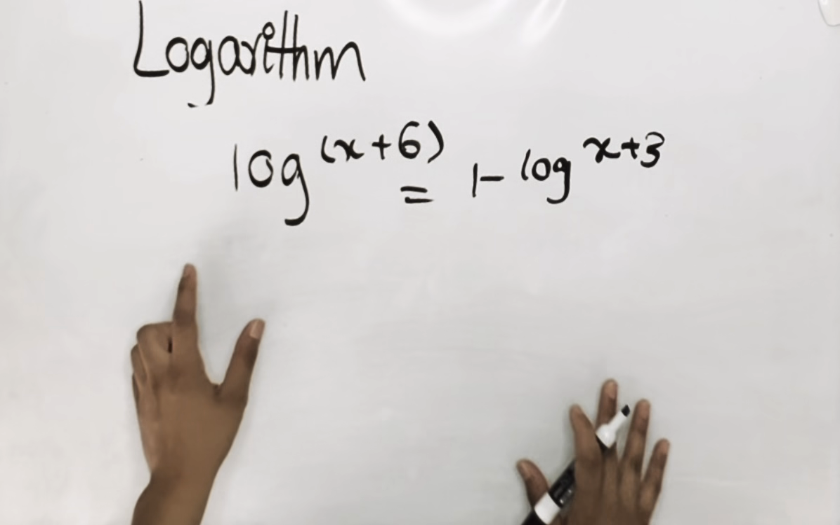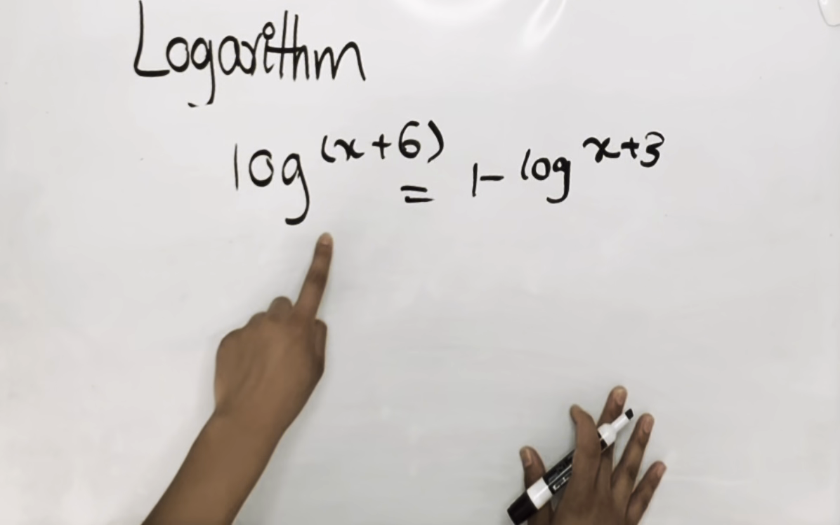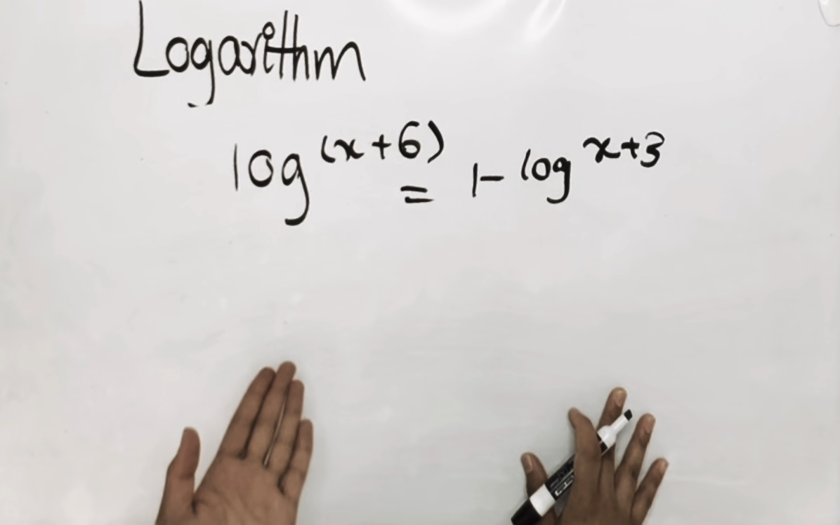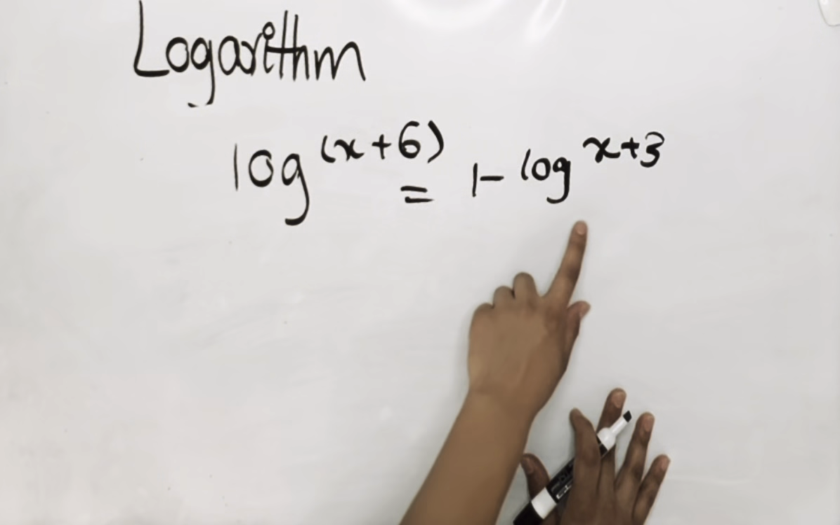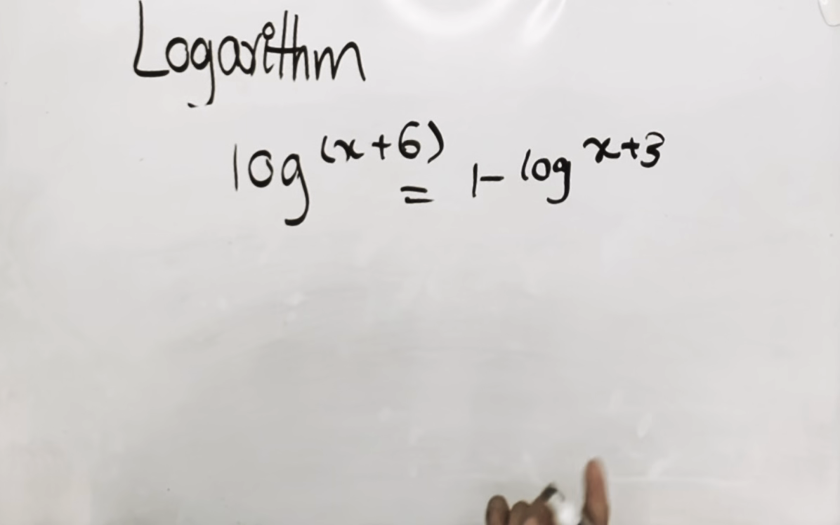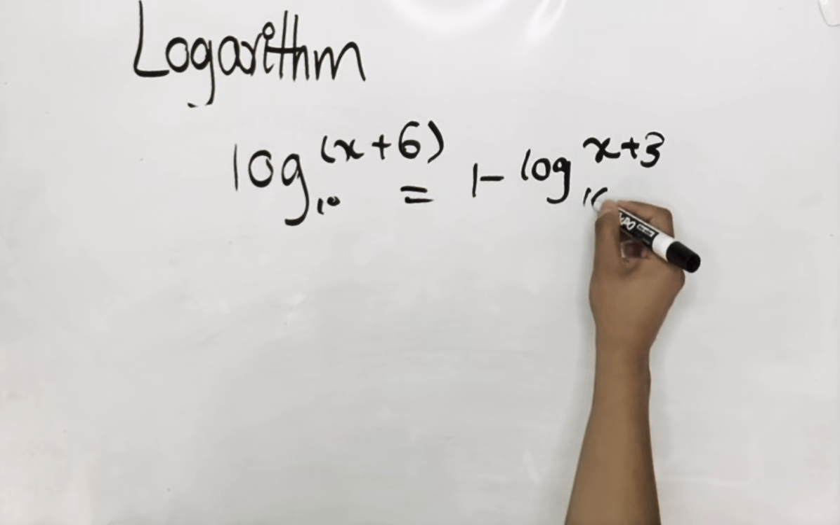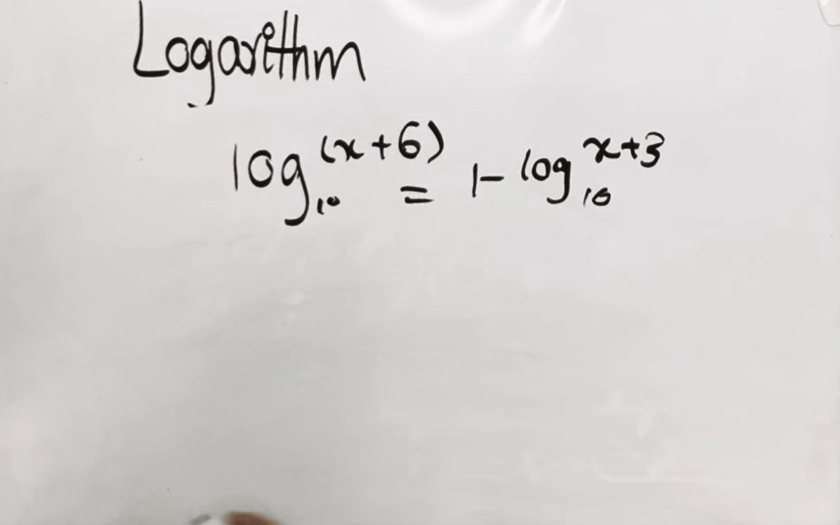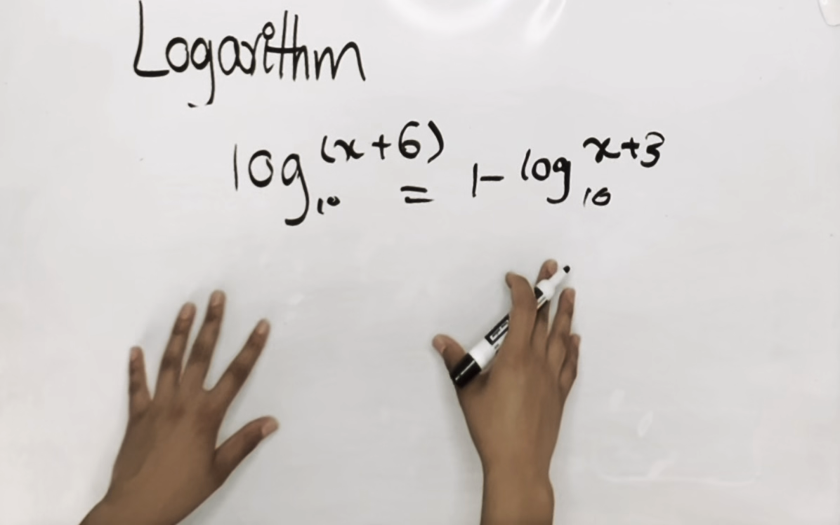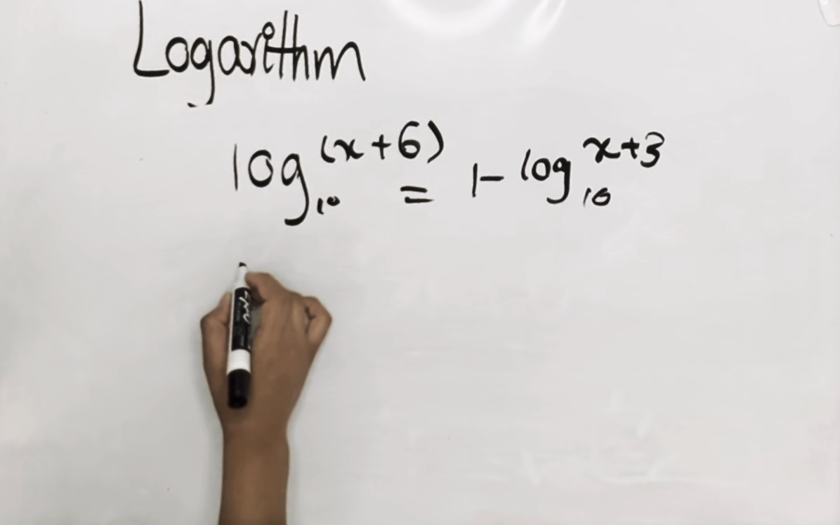Okay, for our last example, we have log base 10 of x plus 6 equals 1 minus log base 10 of x plus 3. I'm just going to write down those tens until you get used to it. Now, how can we solve this? First, we need to bring all the logs to one side of the equation.